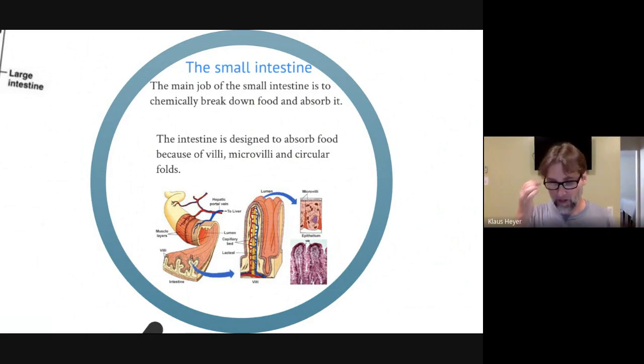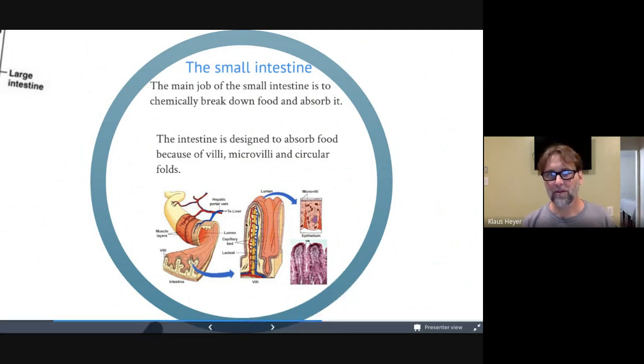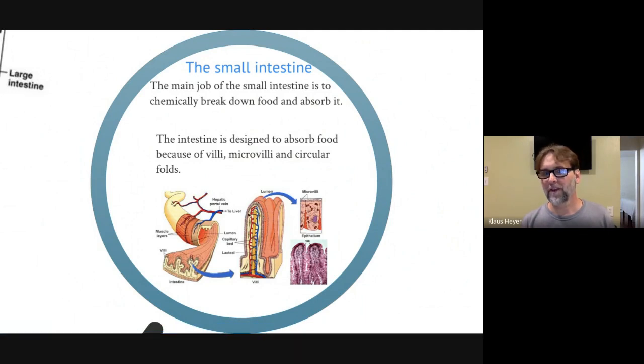So if you think about what has more land per square mile, flat or hilly land, right? Land with hills have more actual dirt per square mile than a flat area, right? So it's kind of like that. So the villi increase the surface area. There's microvilli, so each one of these cells have little villi on them as well.